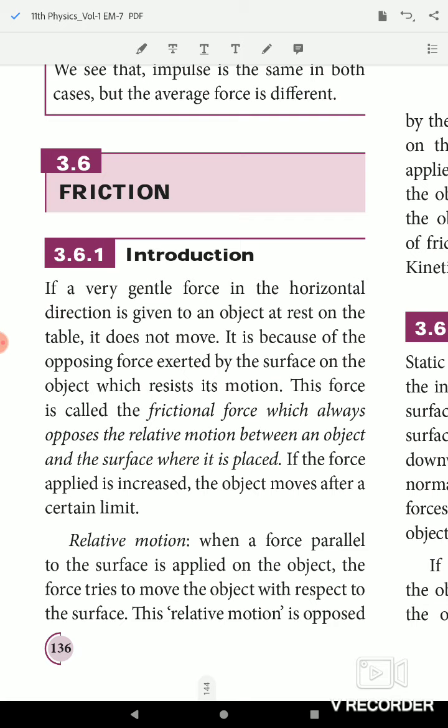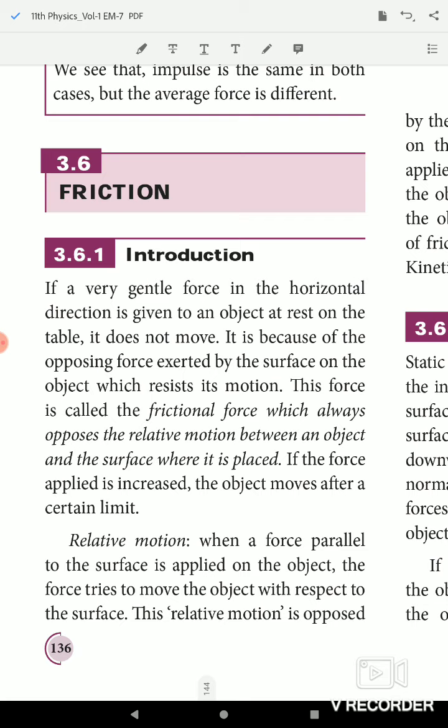If the force applied is increased, the object moves after a certain limit. Okay, this friction is of three types. The basic types are static friction and kinetic friction. The other one is rolling friction. Okay, what is relative motion?